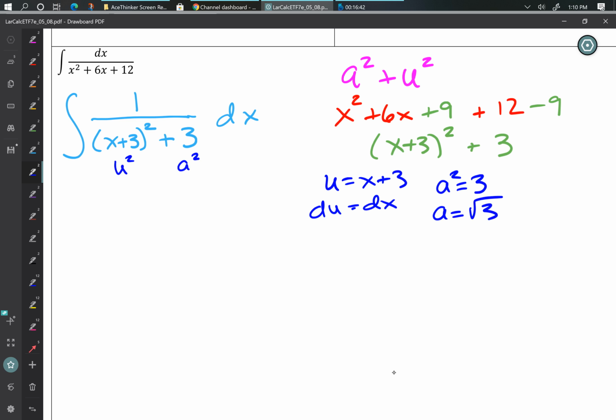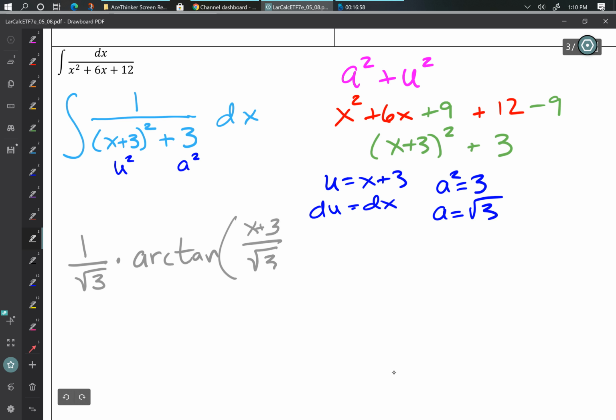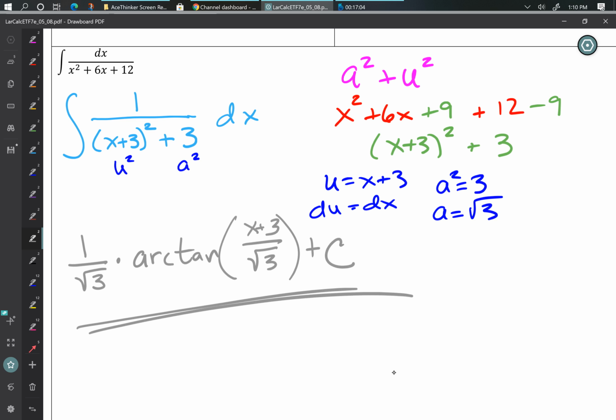And so then this integrates into 1 over a times the arctangent of u over a plus c. Now, once you know the trick, that problem is very straightforward, right? So what was the trick?